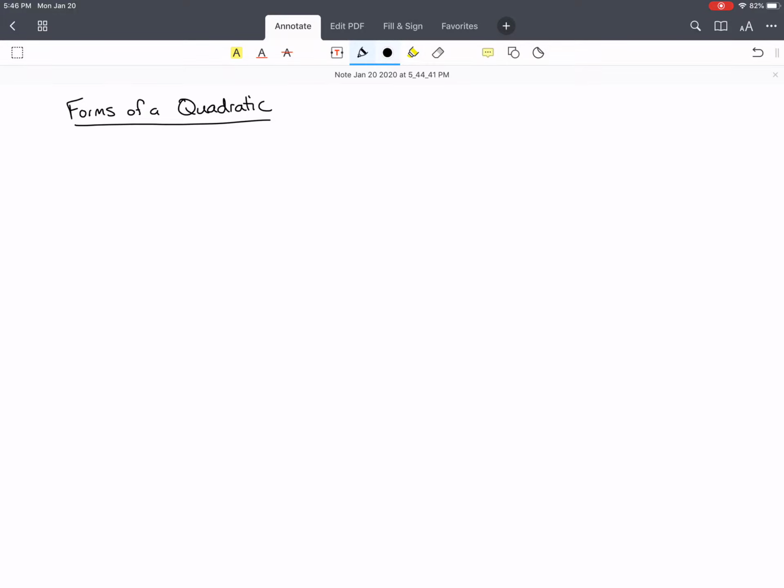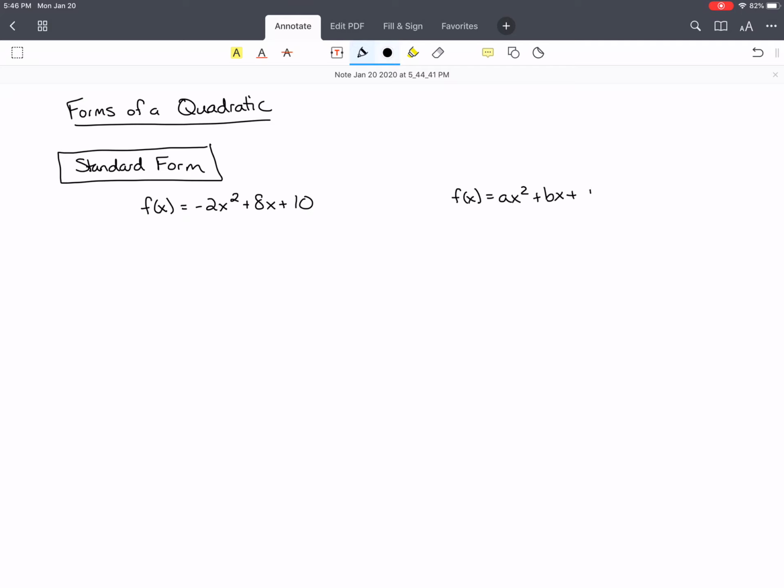So I want to talk about forms of a quadratic function, and we'll start with a form you're probably familiar with called standard form. Standard form is how you're used to seeing a quadratic, like f of x is equal to negative 2x squared plus 8x plus 10. Or you might have heard this talked about as f of x is ax squared plus bx plus c.